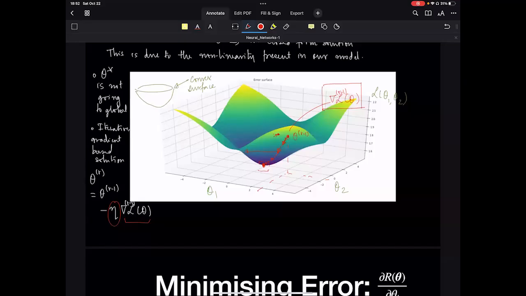Okay, sir. Sir, here eta is the learning rate, right, sir? Yes, eta is the learning rate. Actually, in our previous lab sessions, we have done gradient descent. So there we initialized eta as a list of a few values and then computed. Is it the same approach, sir?